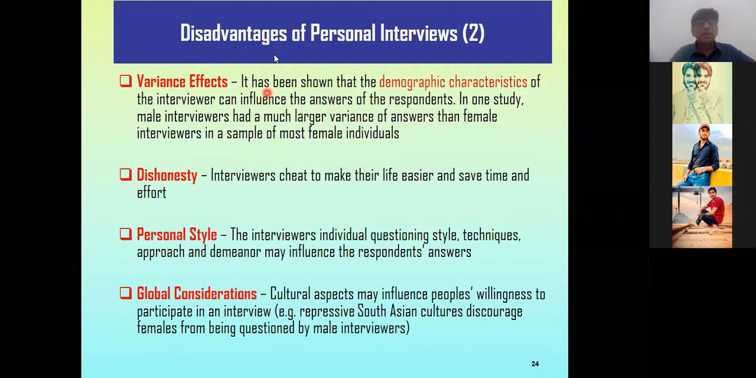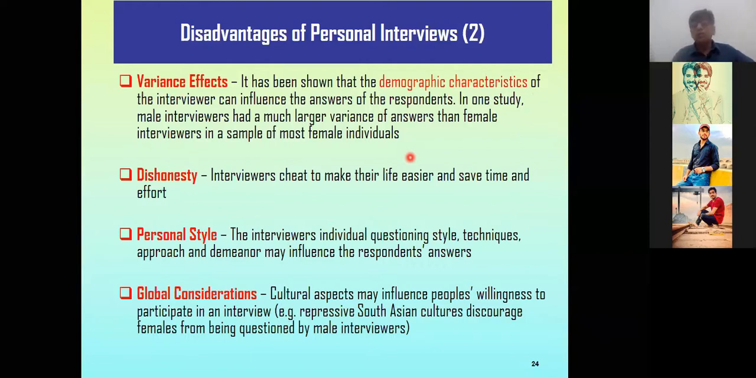And then another thing about the personal interview: various effects of demographic characteristics are also there. For example, if a female is going to conduct the interview of certain male members in our society, the male becomes very ready to answer. But if a male is going to conduct the interview of a female, most females are reluctant to answer the questions of the male. So from the demographic point of view, it is also a problem.